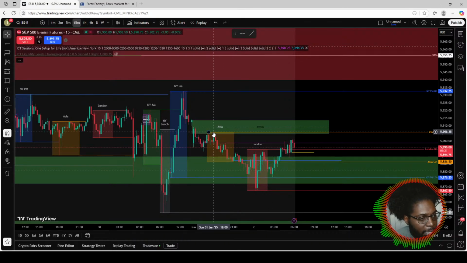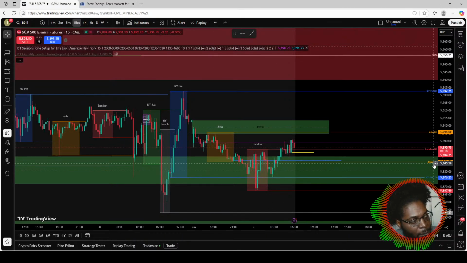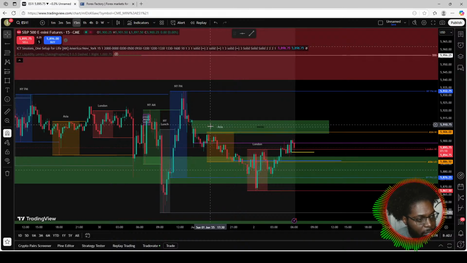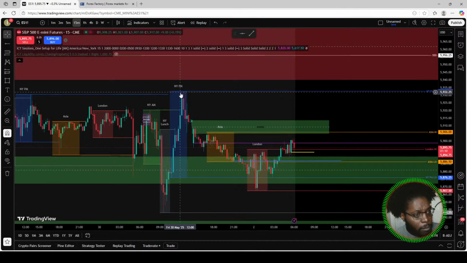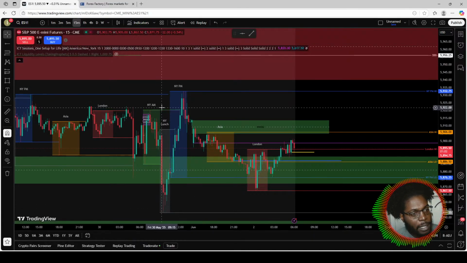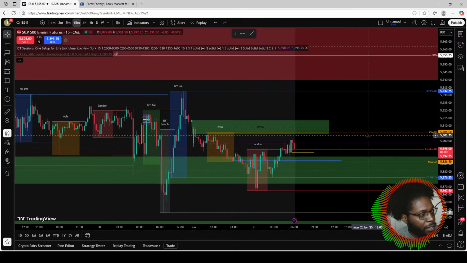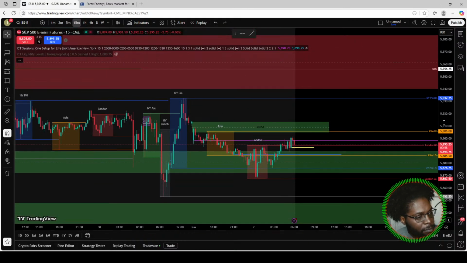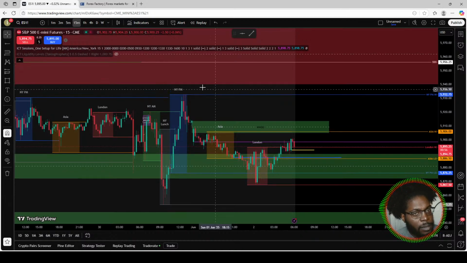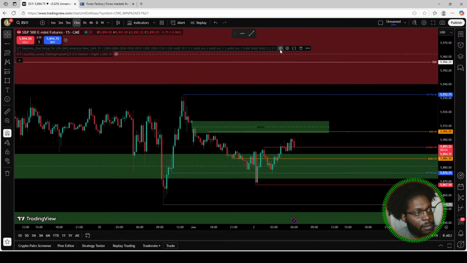So as you can see, like the Asia, I already have them mapped out, but right here where you see this Asia and these yellow lines in the yellow box, or orange, whatever color that is. Then we got the New York PMs in the blue, lunches in the gray, and we got the AM right there in the green. But yeah, I'm gonna turn that off.